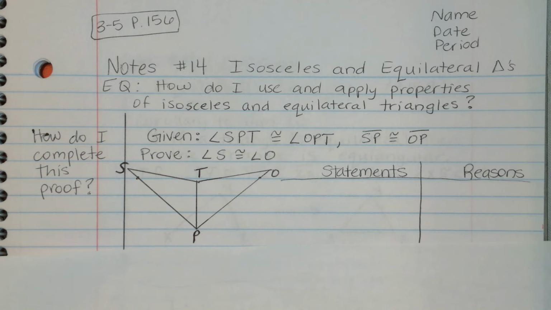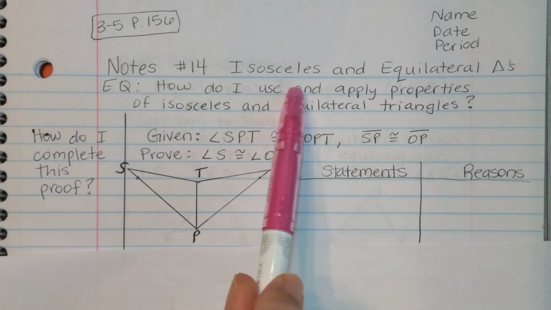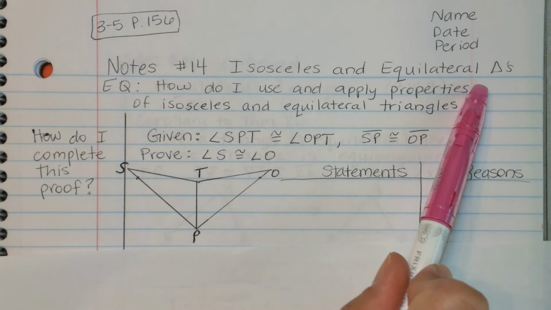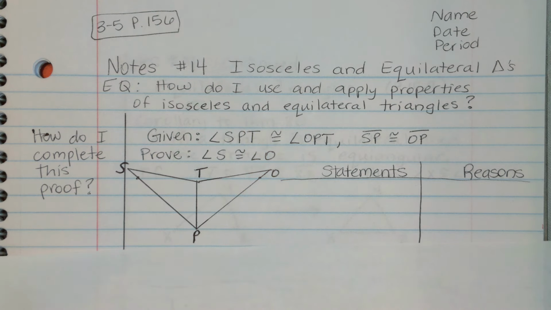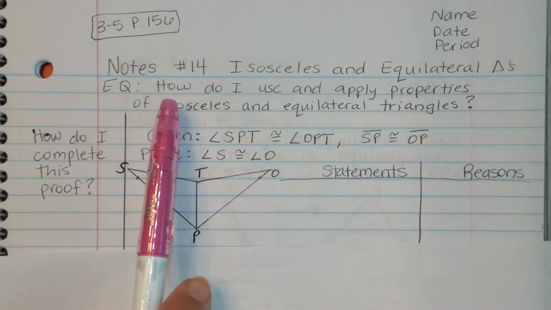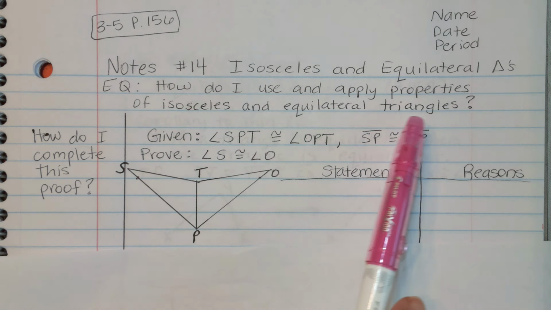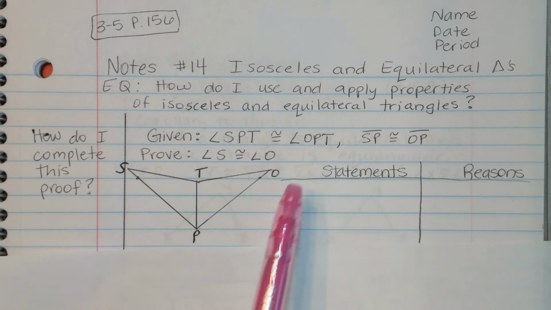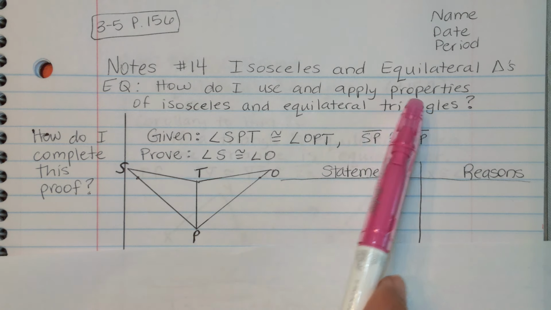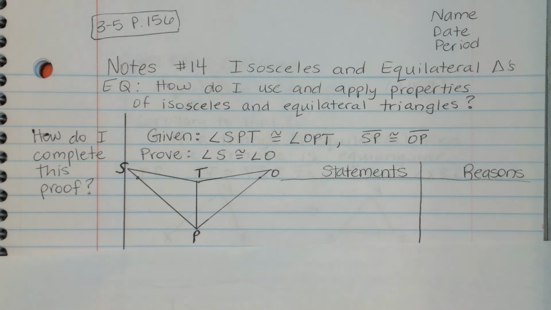These are notes number 14, the first notes for this week. It's about isosceles and equilateral triangles. So there are two special kinds of triangles, and you should already have this written down from class, but here's the essential question. How do I use and apply properties of isosceles and equilateral triangles? So you're going to learn some special properties about them, and then we'll apply them.